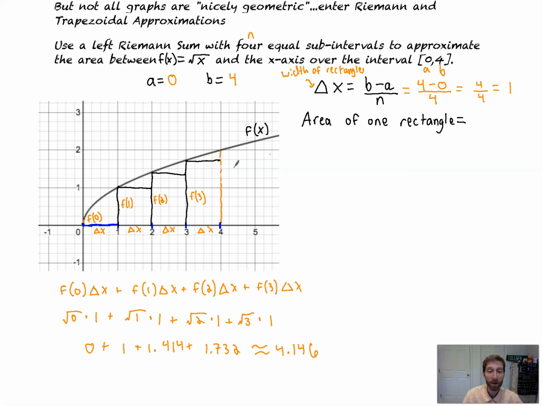We're adding up the area of each rectangle. And what's the area of one rectangle in general? That would be f of whatever x value you have times delta x. And again, always from the left-hand side.